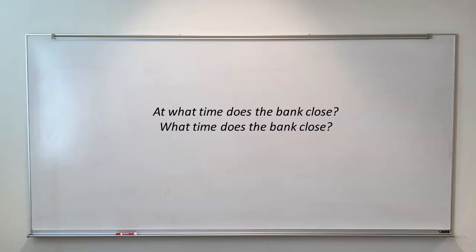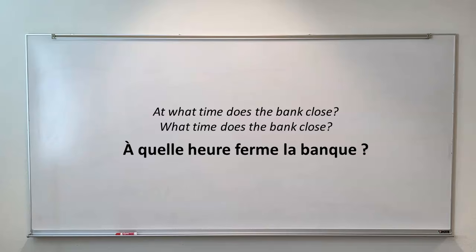Let's do another example. Let's do the opposite. We'll use the verb to close. So, at what time does the bank close? Or simply, what time does the bank close? So we'll start with our question word, à quelle heure? And we're going to use the verb to close, which is, in French, fermer. So the form that we use is ferme. So again, remember, we literally have to say, in terms of word order, at what time closes the bank? À quelle heure ferme? And then we're just missing la banque.